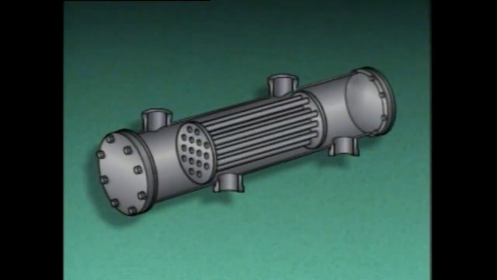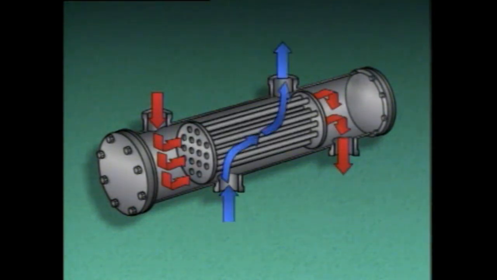In a parallel flow heat exchanger, the shell side fluid and the tube side fluid move in the same direction. In this heat exchanger, the tube side fluid passes through the tubes in this direction, and the shell side fluid passes around the tubes in the same direction.